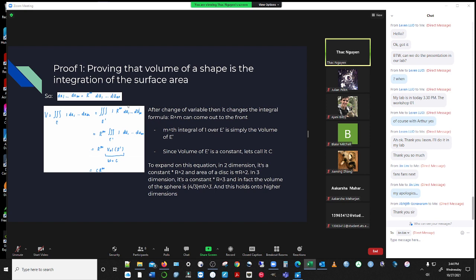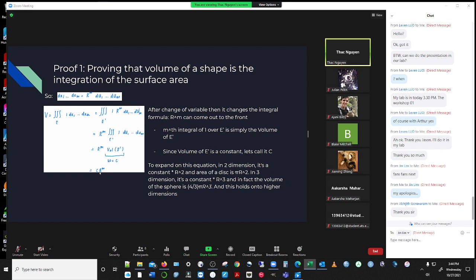So after the change of variables, we can change the integral formula. The r to the power of m can come up to the front, and the m-th integral of 1 over E gives us r to the power of m times the integral over E' of 1 du1 to dum. Since the integral of 1 over E' is simply the volume of E', which is a constant, we can call it c, which then gives us the volume formula V equals c r^m.